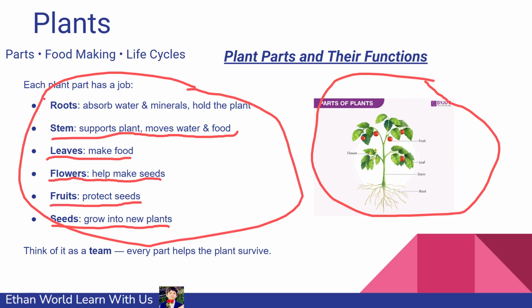Every part, as I was talking about, every part helps the plant survive, right? The roots, the stem, the leaf, the flowers, the fruit, and the seeds help the plant survive.